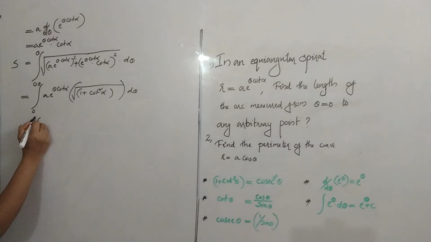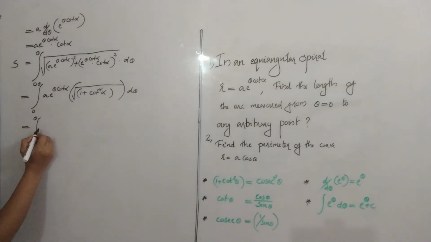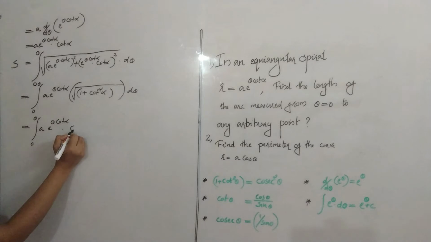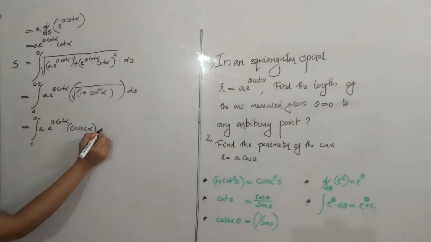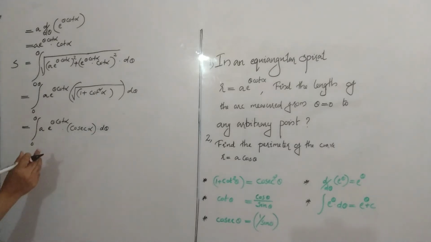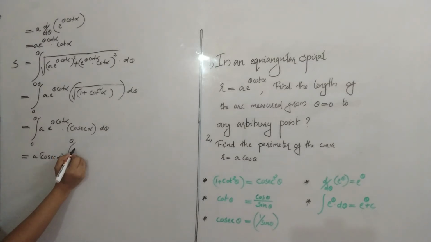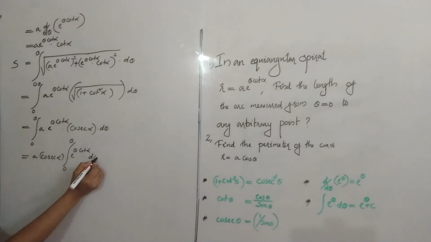So this can be written as integral 0 to theta a into e raised to theta cot alpha into cosec alpha into d theta. A and cosec alpha are constants, so take them outside of the integral. A into cosec alpha integral 0 to theta e raised to theta into cot alpha into d theta.